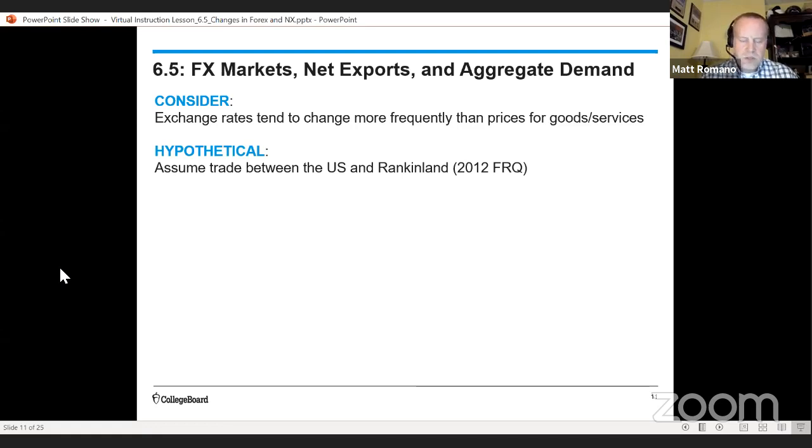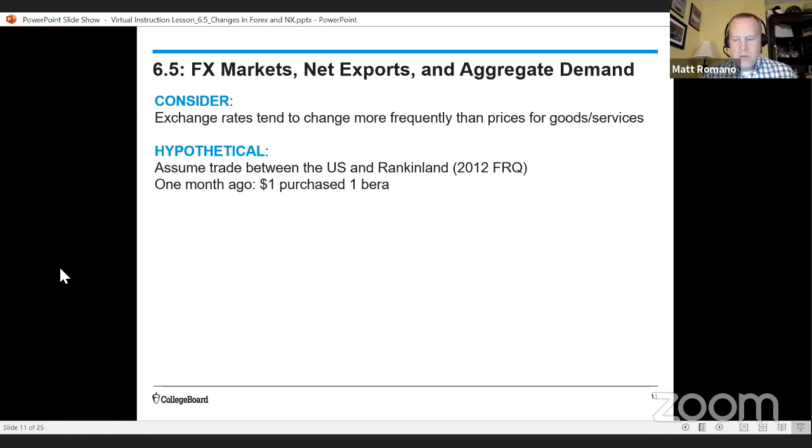We're going to start by looking at the currencies. So the currency of the United States obviously is the dollar. The currency of Rankin Land, if you go back to the 2012 exam and look at that question, apparently the currency of Rankin Land is the birra. And a month ago in this hypothetical, we're going to say that there was a 1-to-1 ratio. The exchange rate of dollars to birras was $1 to 1 birra. So if you were in the US and you wanted to purchase birras on the foreign exchange market, it would literally be $1 per birra.